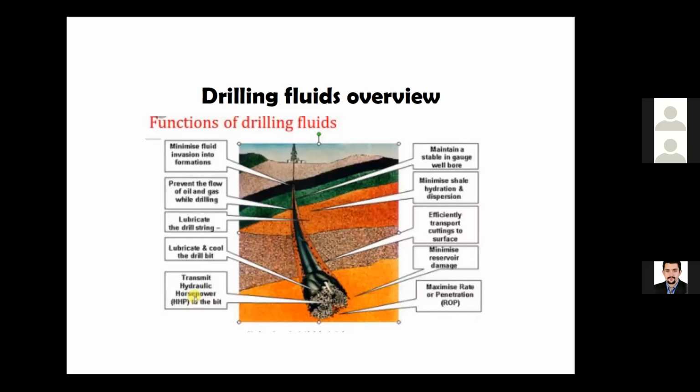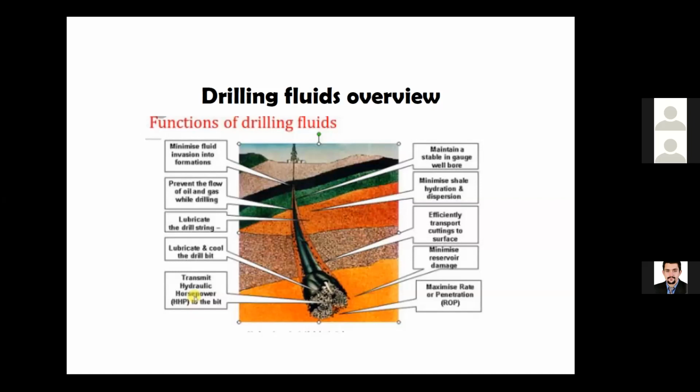Also, we want to maintain a stable gauge wellbore. Maintaining a stable gauge wellbore means that the whole well is homogeneous. There are no ups and downs, no ledges, no edges in the well. Maintain a homogeneous, exactly the same size. If you drill a 22-inch hole, you need a 22-inch hole. If you drill a 16-inch hole, you need a 16-inch hole, and so on.